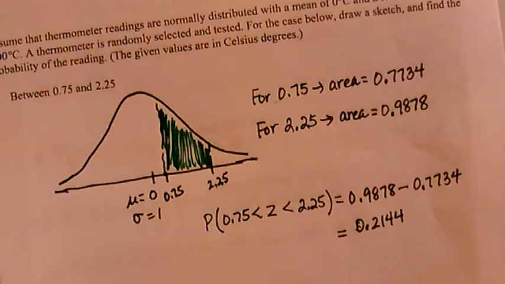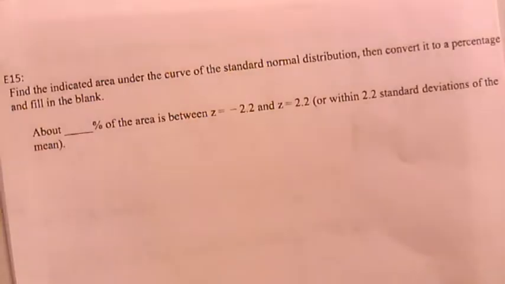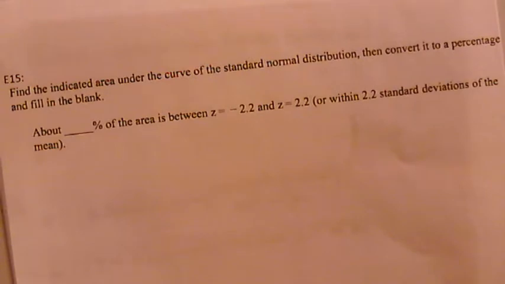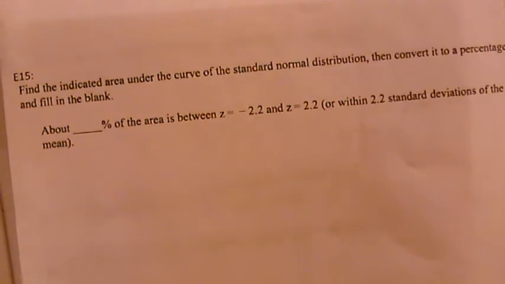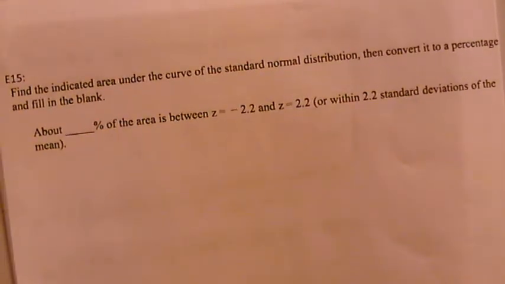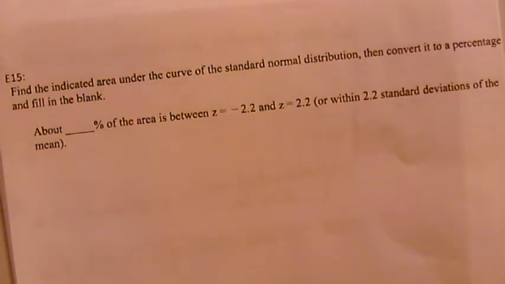Okay, and I think I got another example that is related to this one, so let me go ahead and pull up this one. Let's say we wanted to find the indicated area under the curve of a standard normal distribution and then convert it to a percentage and fill in the blank. So there's this, about blank percent of the area is between z is equal to negative 2.2 and z is equal to positive 2.2, or within 2.2 standard deviations of the mean.